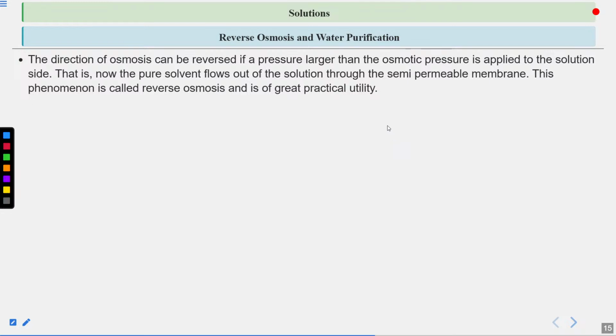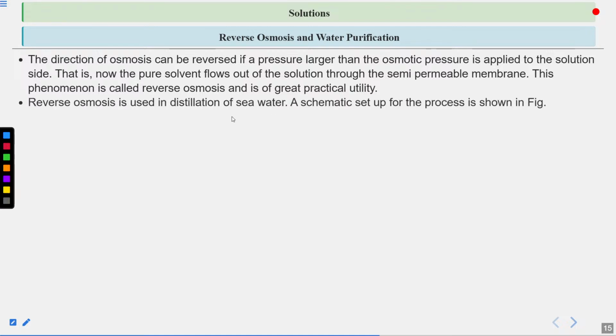Now, this flow of solvent molecules can be reversed. So in the first case, we have seen that if we apply a pressure that is equal to the osmotic pressure, then the flow will stop. But if you apply a greater pressure than the osmotic pressure, then the flow will be reversed. This process is called reverse osmosis, and it is used in desalination of seawater.